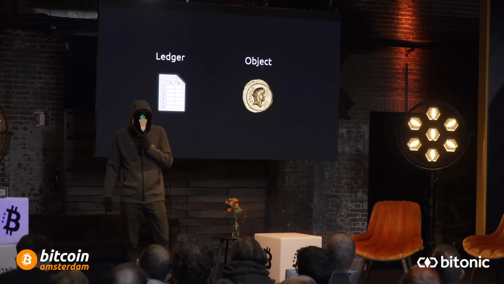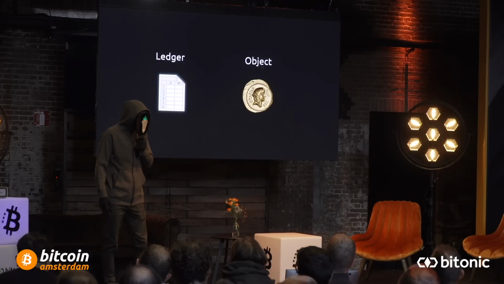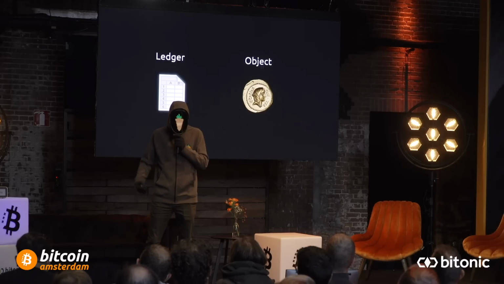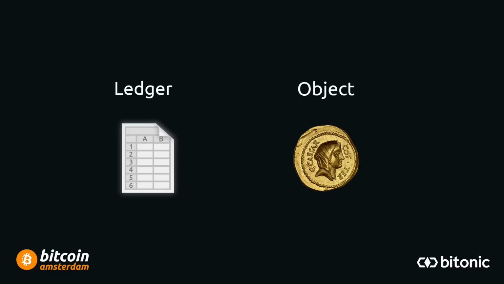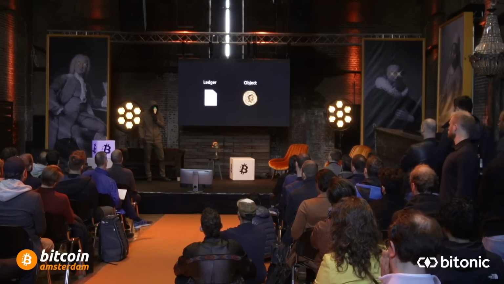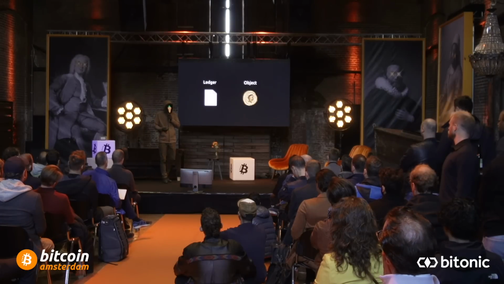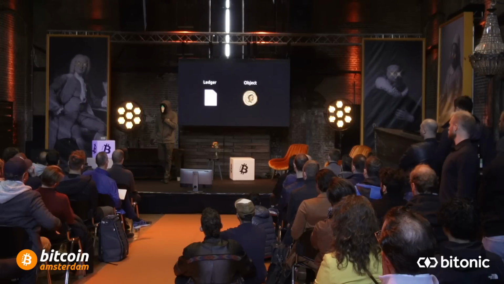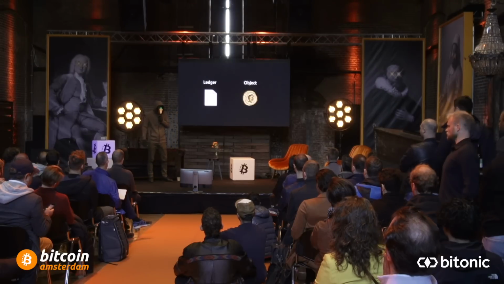And there is a clear difference between the two, because an object doesn't require any information. The information is carried by the object itself. If I have a gold coin and I give you the gold coin, I no longer have it, and so there's no need to keep track of any information. Whereas with a ledger system, we need to keep track of the order of transactions, because if that order is tampered with, then we lose scarcity.